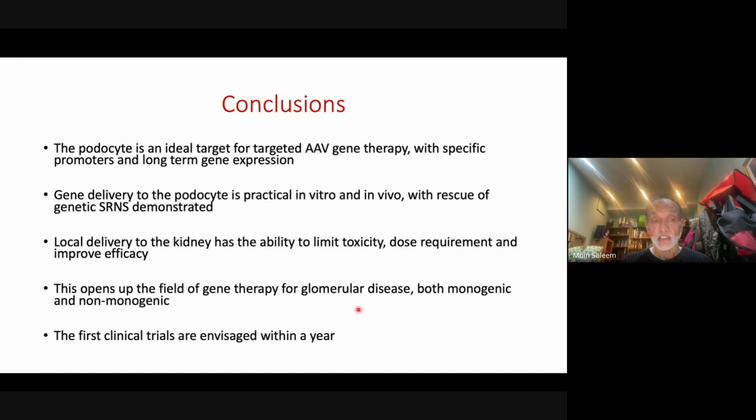And we're envisaging the first clinical trials within a year, and hopefully even before the end of this year. So that's the current plan.